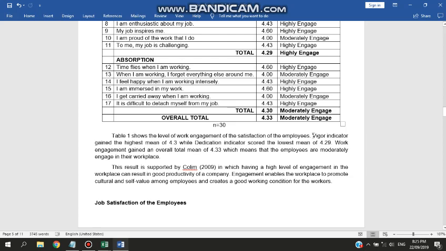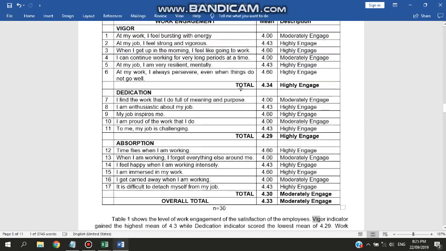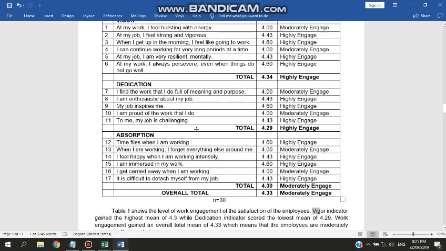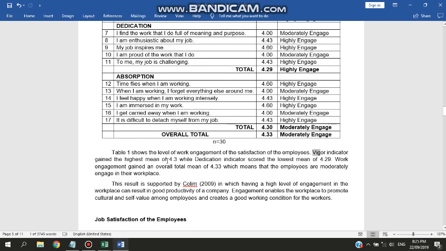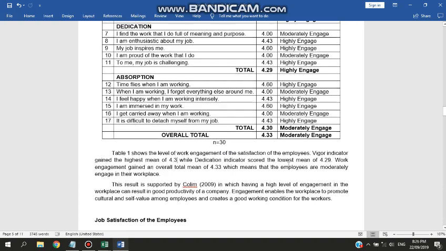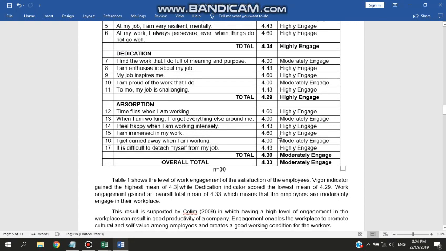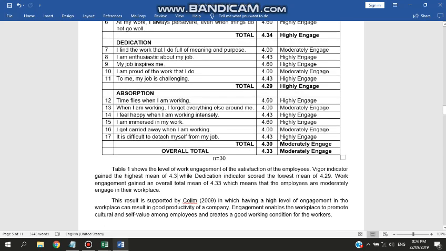So for this, since Vigor indicator gained the highest, hanapin natin yung highest. Ito si Vigor, mean of 4.30, while dedication indicator scored the lowest mean of 4.29. So you have to compare the highest and the lowest. So if they don't have any common denominator, you can skip that part and you can proceed with the overall total mean. So you just have to reiterate the interpretation of the table.